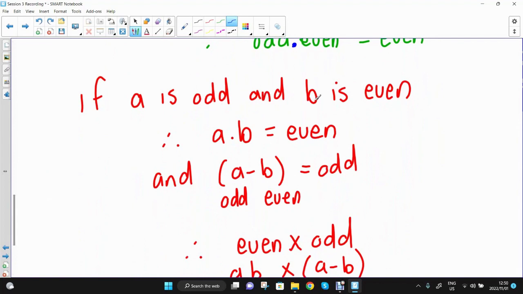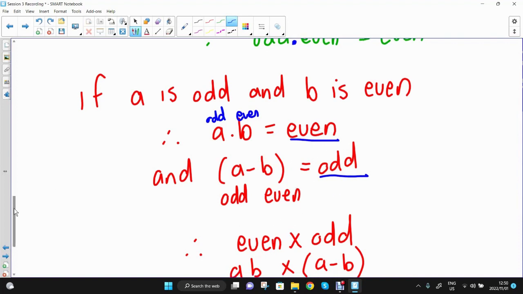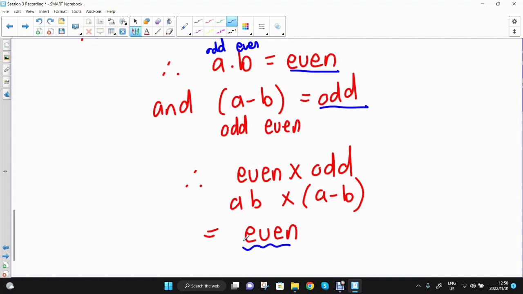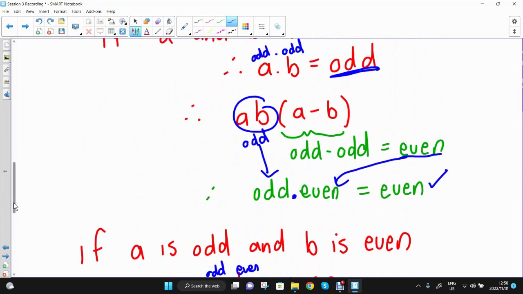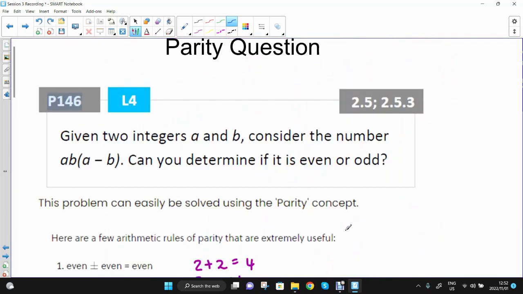If A is odd and B is even, let's check. Okay, if A is odd and B is even, an odd times an even is an even. And if A is odd and B is odd, if I subtract them, I'll get an odd number. And then finally, if I times these two together, an even times an odd, that gives me an even again. So in all three scenarios, I get an even at the end. So for all three cases, you have determined that your answer will be even, and you've got your answer.